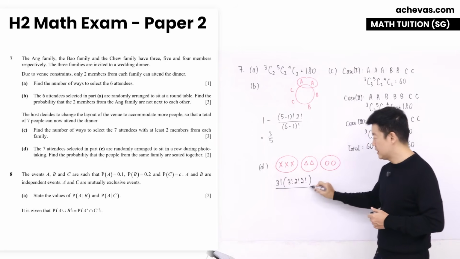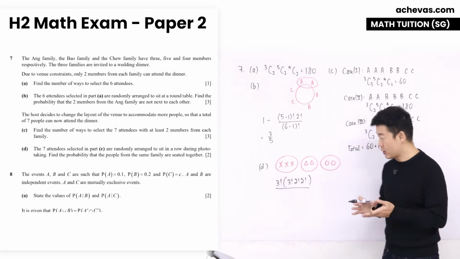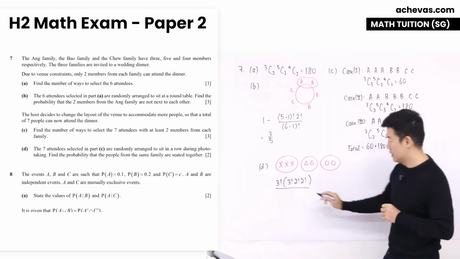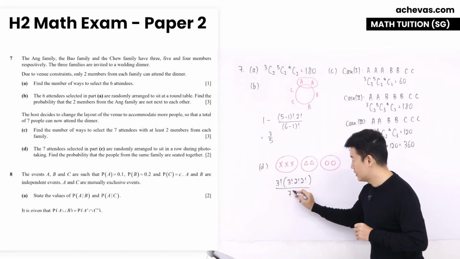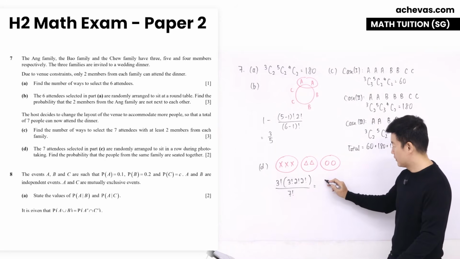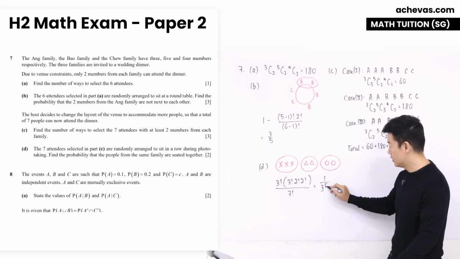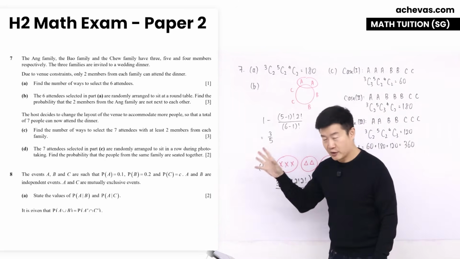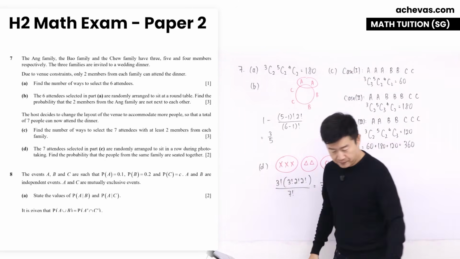This is a probability, so we want to divide by all the possible ways that they can be arranged in a row for photo taking. So divide by 7 people factorial. If I were to press it into my calculator, this is going to give me 1 over 35. Okay, this is question 7. Let's move on. Let's take a look at question number 8.